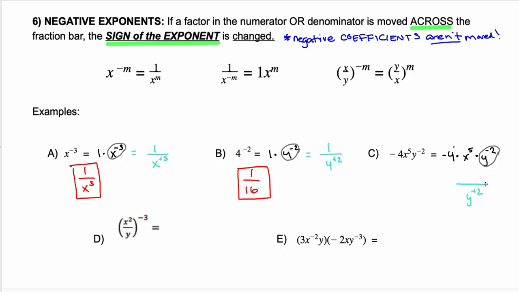So what stays in the numerator? The negative 4 is a coefficient. Negative coefficients aren't moved and they are not changed. So we keep the negative 4 in the numerator, and we keep the x to the 5th in the numerator. We write it out as our final answer of negative 4 x to the 5th divided by y squared.